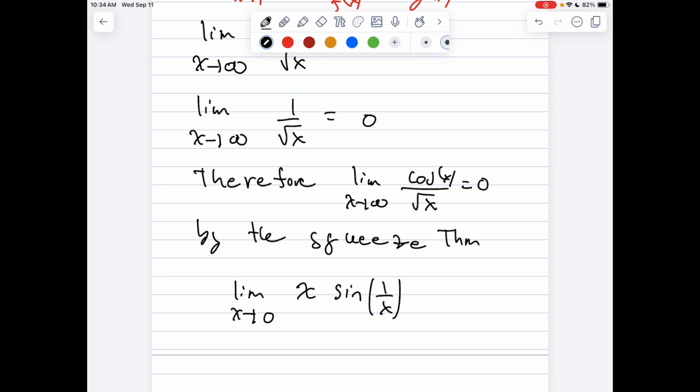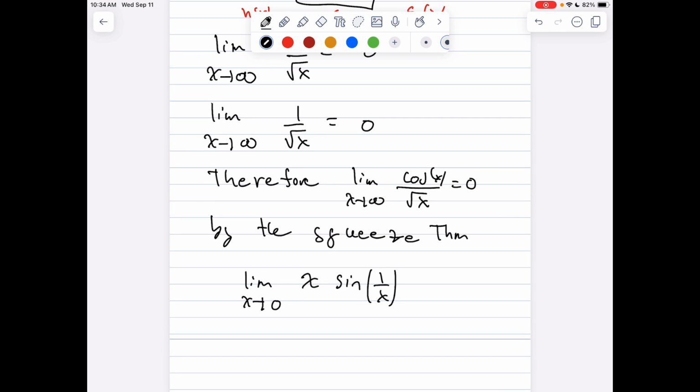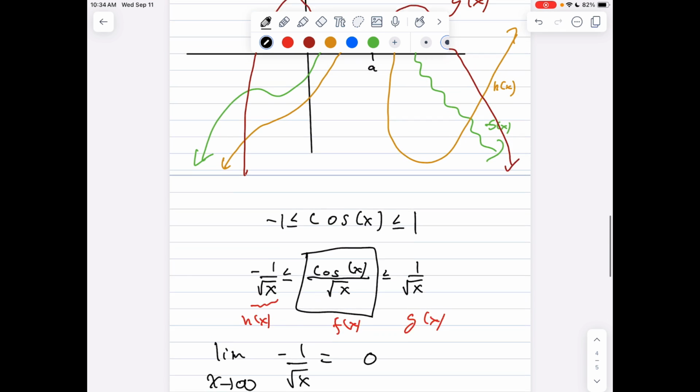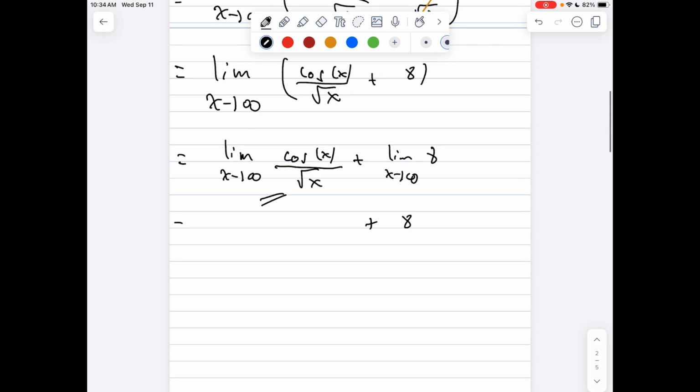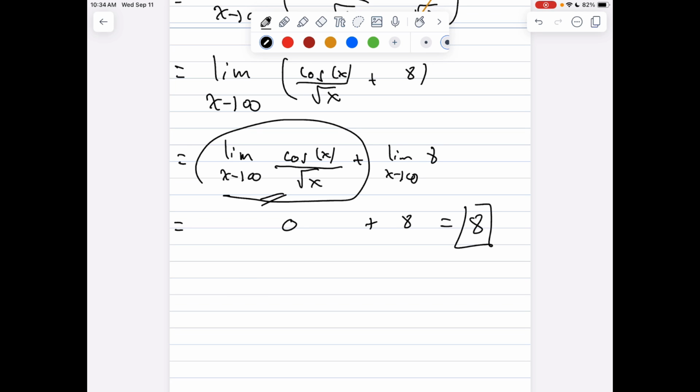Well, to finish up our work, let me go back to what we had originally, which was this limit. We had 0 as what this whole thing became by the squeeze theorem, plus 8, which is equal to 8. So your horizontal asymptote here is y equals 8. Horizontal asymptotes are always equations, y equals a number.